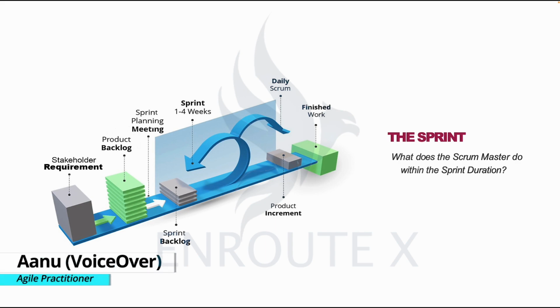And in this class, we'll be looking at what the Scrum Master does within the sprint duration. Within the sprint duration, we've looked at the four events in the sprint itself. So this is just a summary of what the Scrum Master does in the duration of the sprint. Without taking much of our time, let's jump right into it.